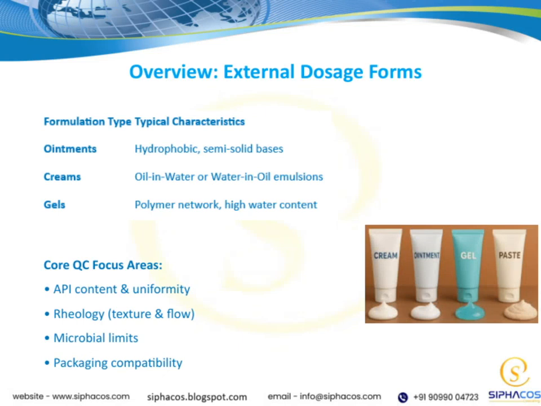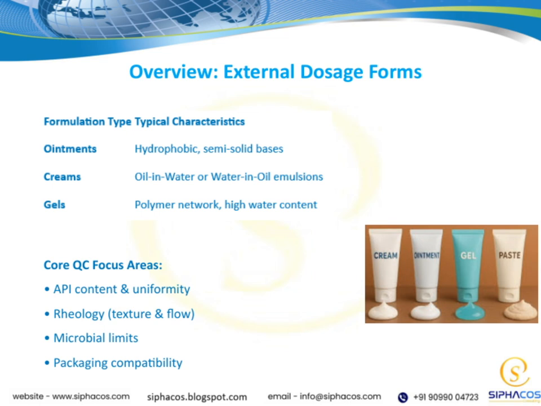Now, let's take a closer look at the core QC focus areas. First, API content and uniformity are absolutely critical because they ensure each dose contains the right amount of active ingredient, providing consistent efficacy and safety. Next, rheology, which covers the texture and flow properties, is essential for ensuring the product's stability and patient acceptability, especially for topical or oral forms. Microbial limits are another vital aspect, as they help us verify that the product is free from harmful microorganisms, safeguarding patient health.